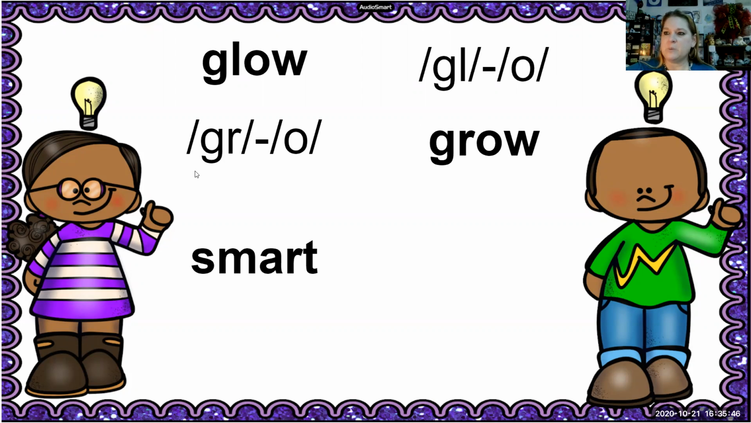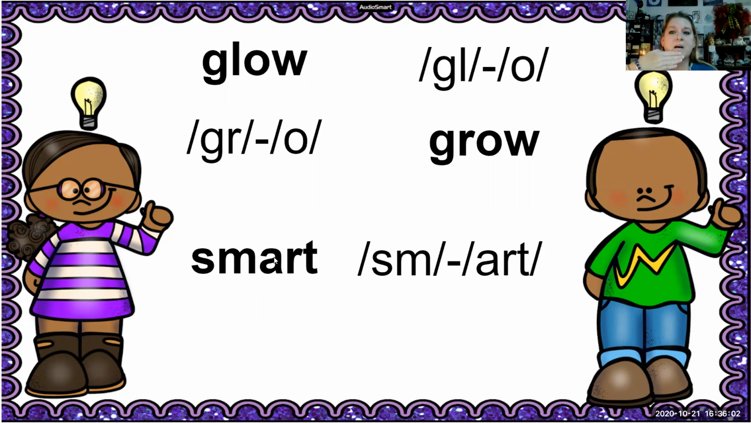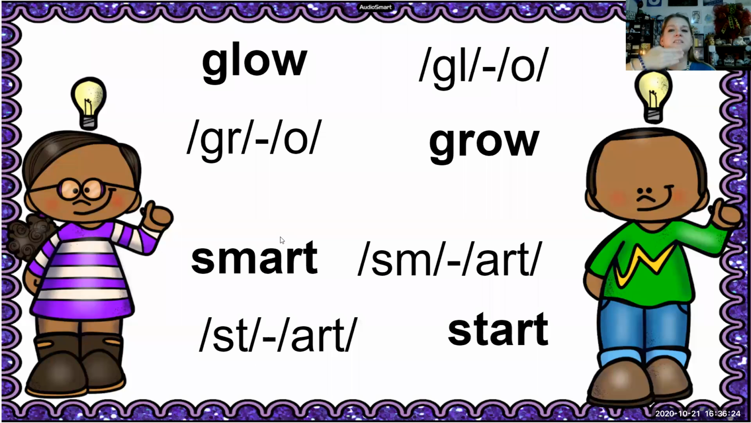Our next word is the word smart. The smart thing to do is look both ways before you cross the street. Smart. So if I look at that word, the onset is the sm, and the rhyme part is the art. But I don't want it to say smart anymore. I want it to say t. So now it's going to say art. So the new word on the curve is start.